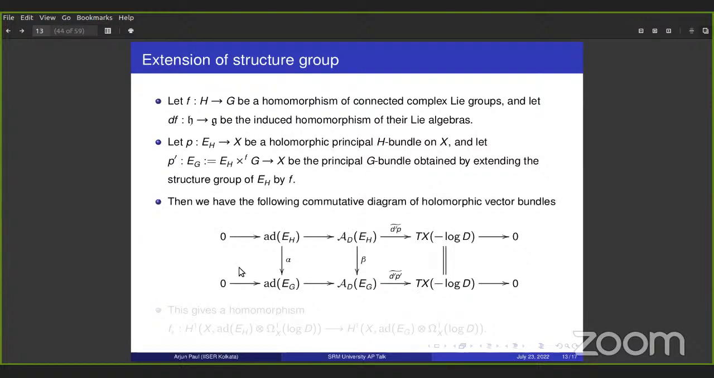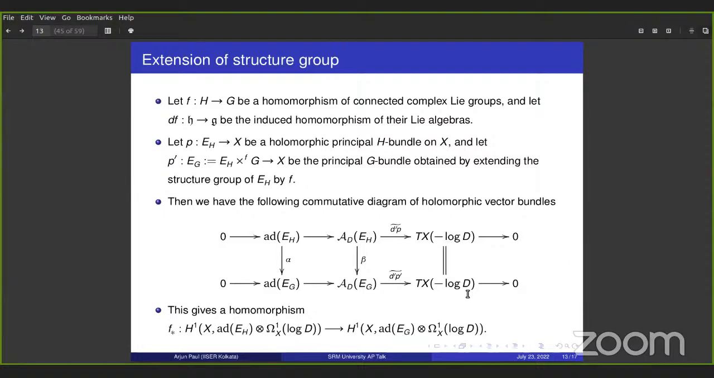Then we have the following two short exact sequences and maps which make the diagram commutative. We have the Atiyah logarithmic exact sequence for E_H and the logarithmic Atiyah exact sequence for E_G. And we have a natural map from the adjoint bundle of E_H to the adjoint bundle of E_G, and similarly from the Atiyah bundle of E_H to the Atiyah bundle of E_G. These two maps make this diagram commutative. Now this homomorphism F from H to G gives a homomorphism of the cohomologies, H^1 of X with coefficients in the adjoint bundle of E_H tensor Omega^1_X(log D), to H^1 of X with coefficients in the adjoint bundle of E_G tensor Omega^1_X(log D), right? And clearly a splitting of this exact sequence gives the bottom exact sequence.